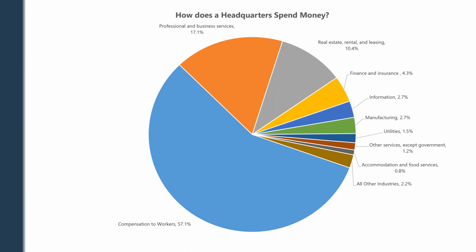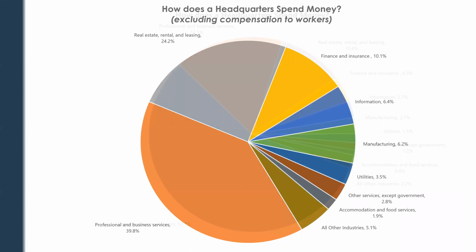In the next chart, I'm going to remove the compensation to workers and just think about what the company is spending money on to their suppliers, excluding workers. So if we exclude the compensation paid to workers and think about these percentages, we can see what that looks like here. It's comparable to that last pie chart, but slightly different, as we can imagine. So that's the big idea here.